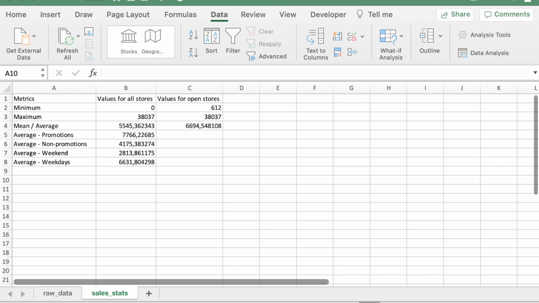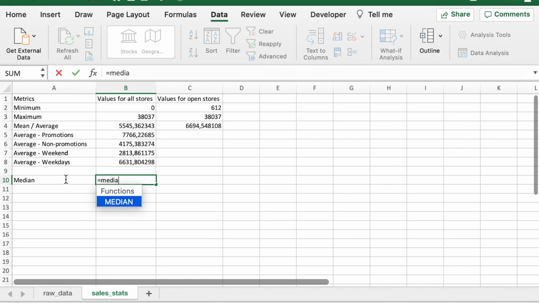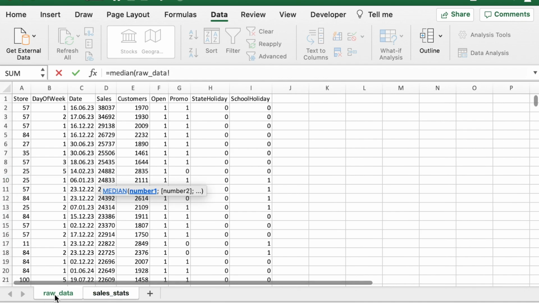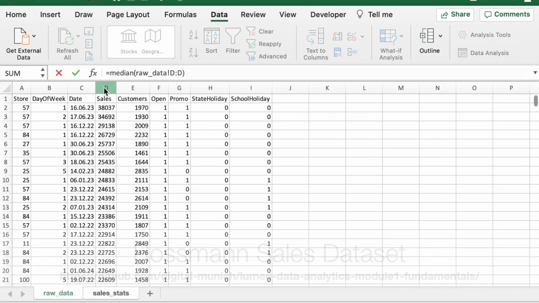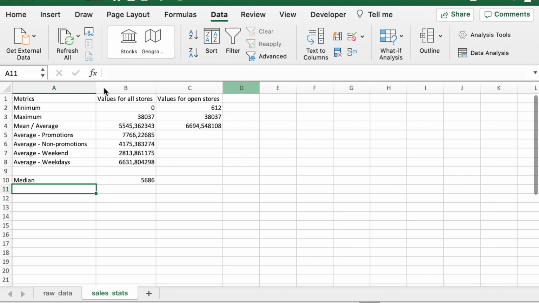Another very important metric for calculating the central tendency is the median. Calculating the median is very simple, like calculating the other formulas. You start with the equal to, specify the formula, and in brackets specify the range. So here again we want to go for our sales. So we select sales, close the bracket and hit enter.